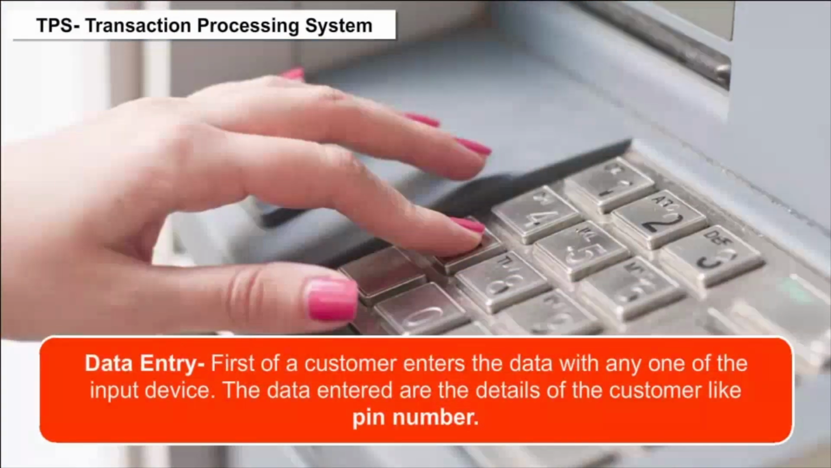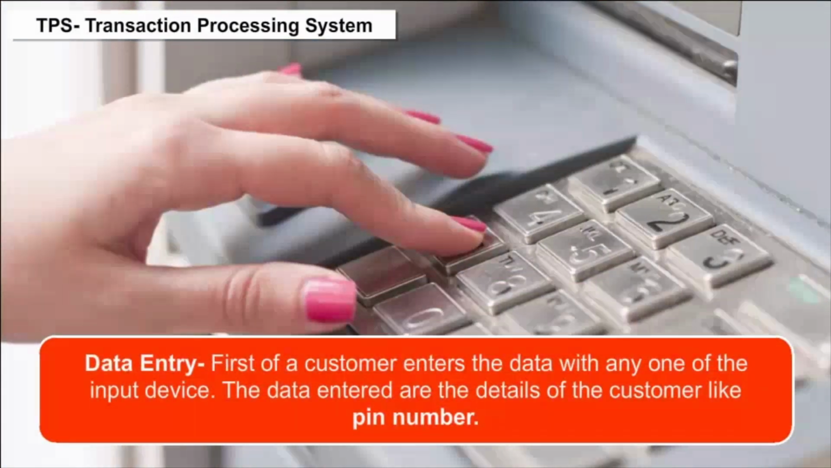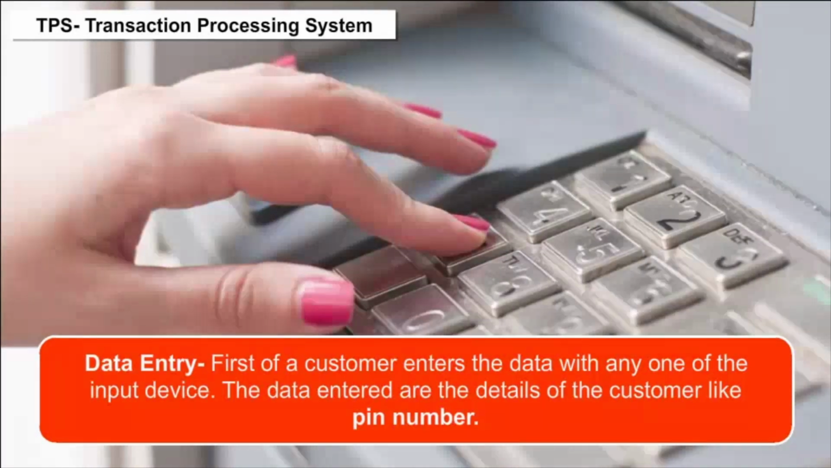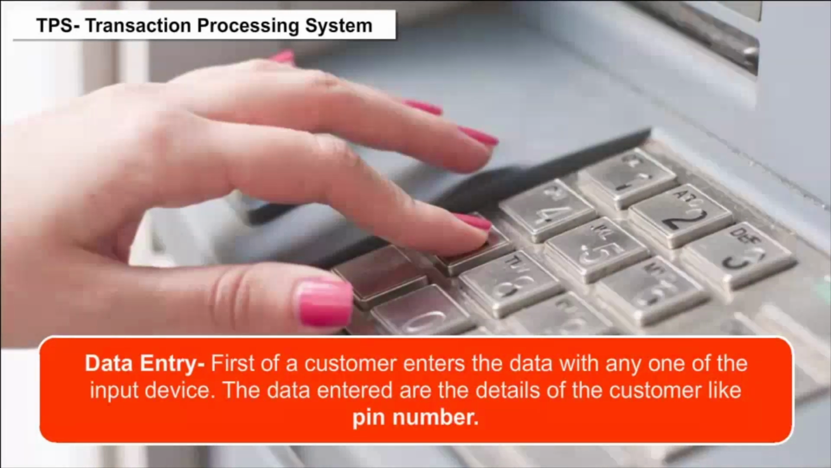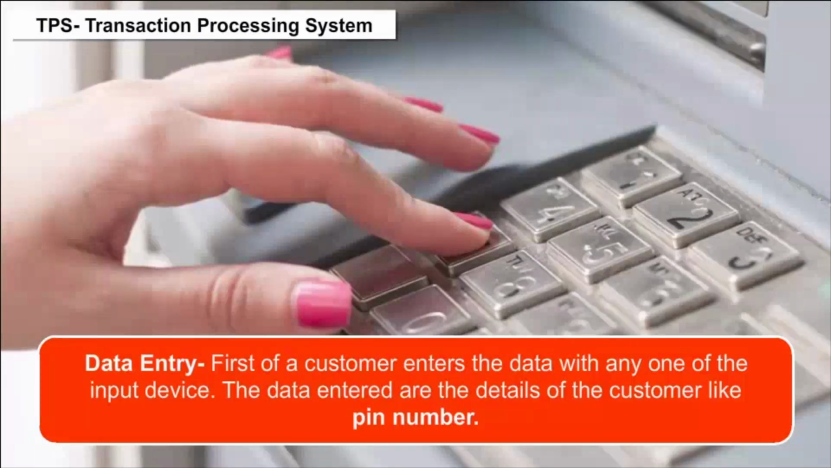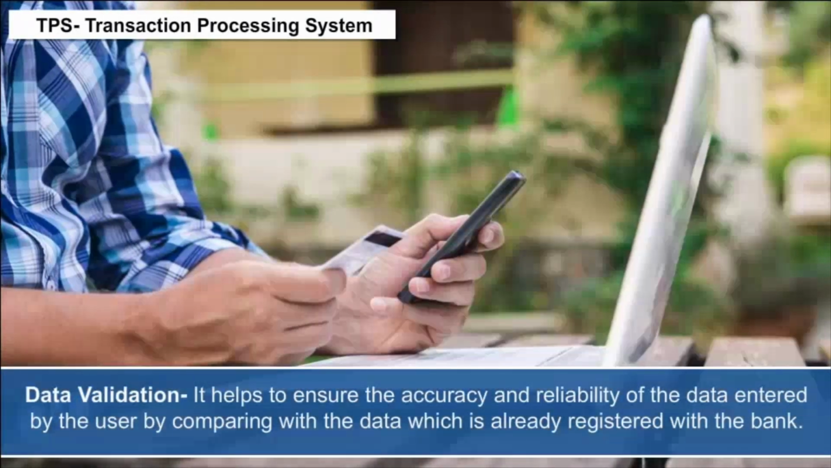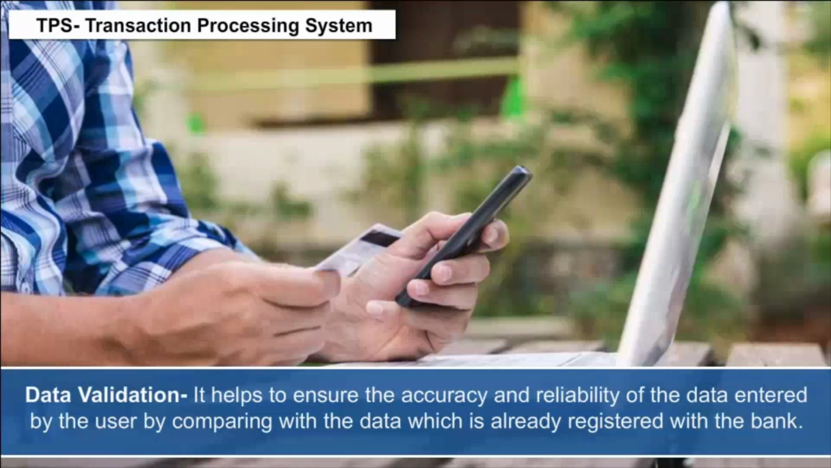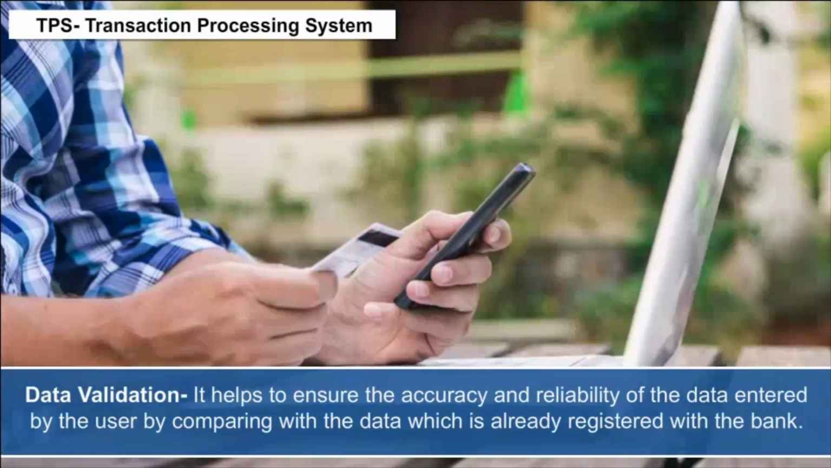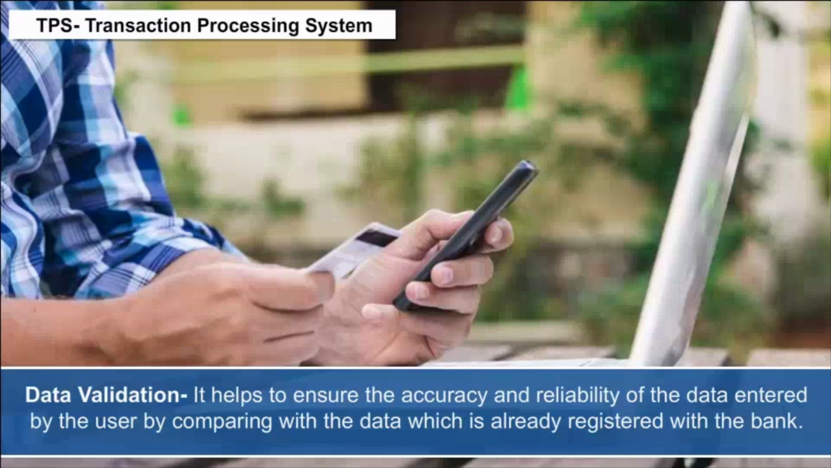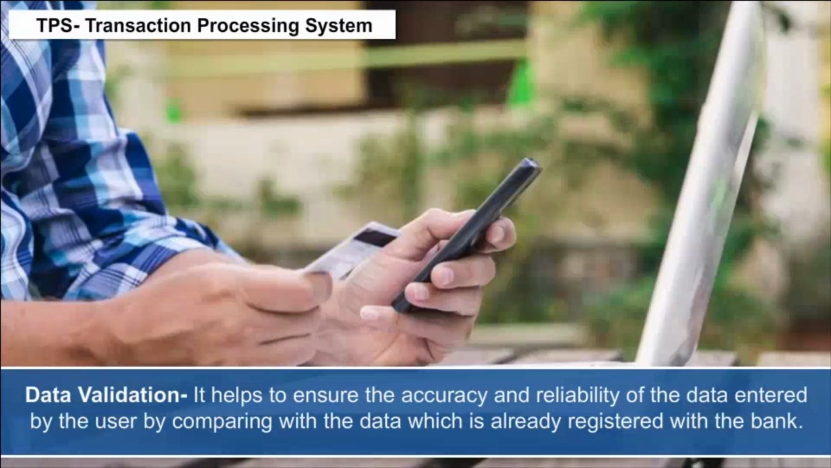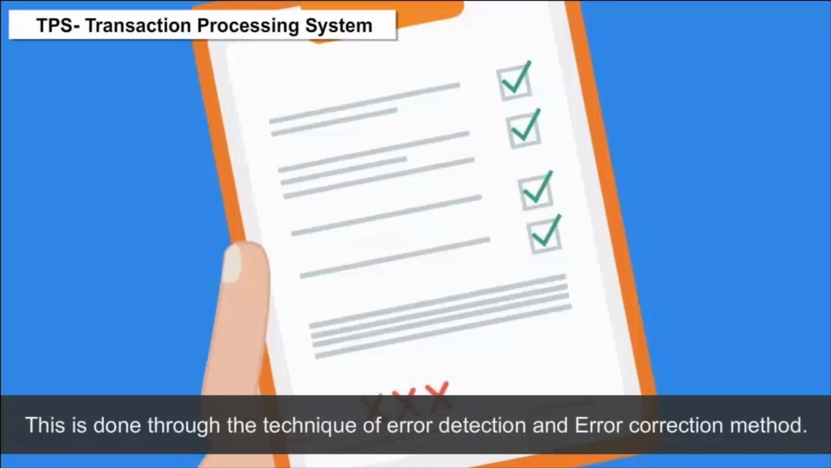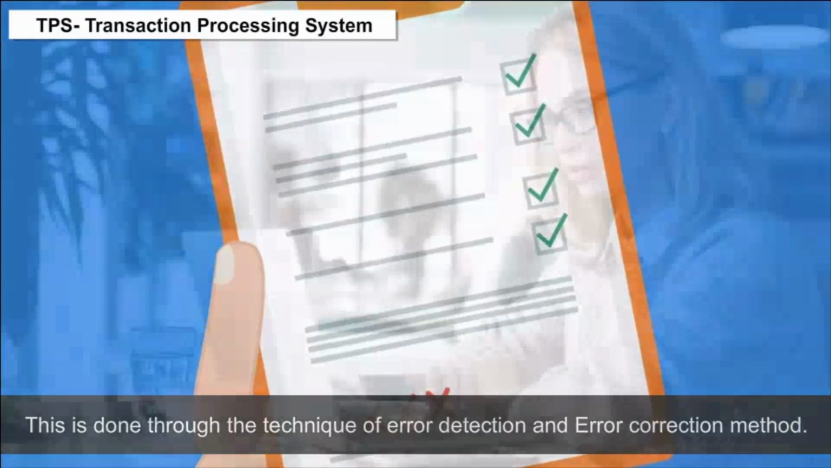Data entry. First, a customer enters the data with any one of the input devices. The data entered are the details of the customer, like the PIN number. Data validation. It helps to ensure the accuracy and reliability of the data entered by the user by comparing it with the data which is already registered with the bank. This is done through the technique of error detection and error correction methods.